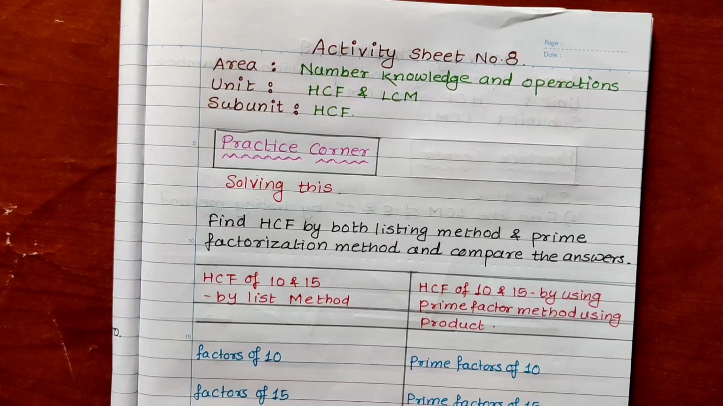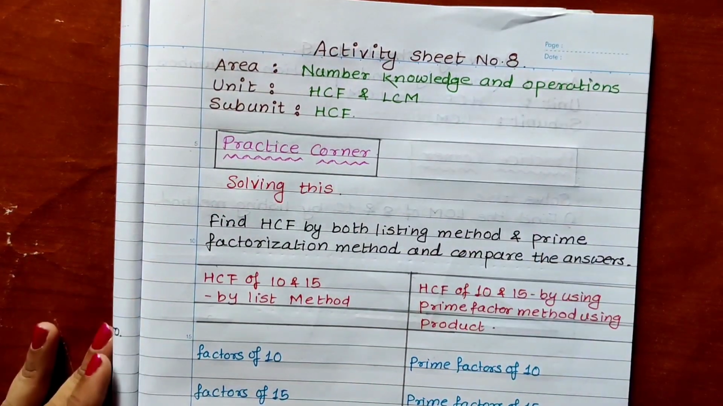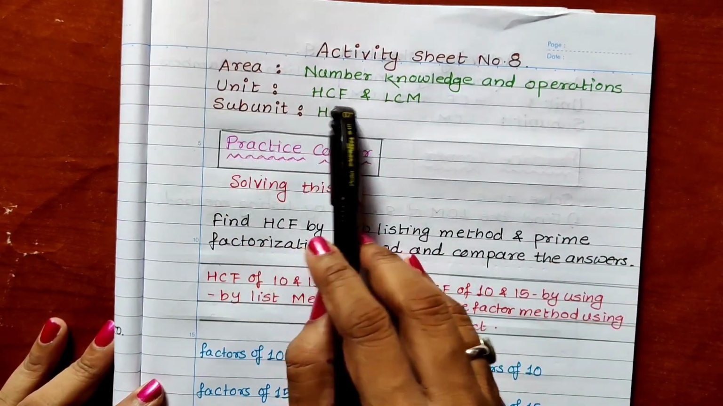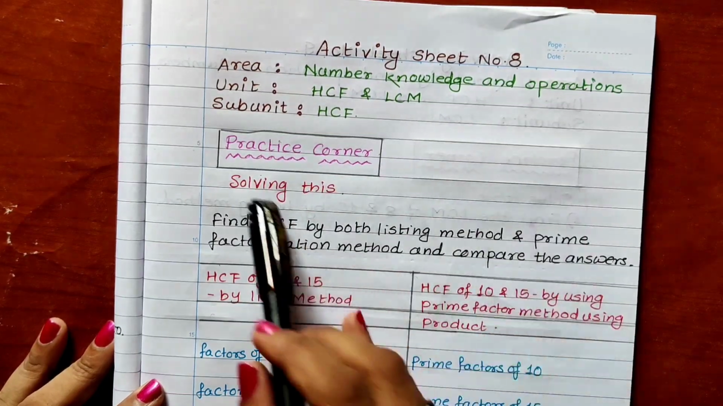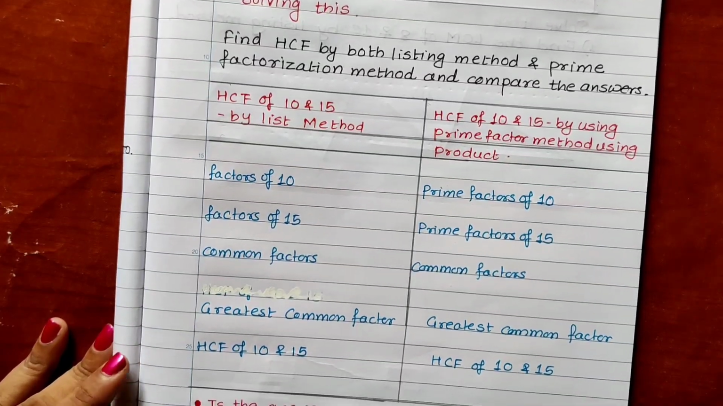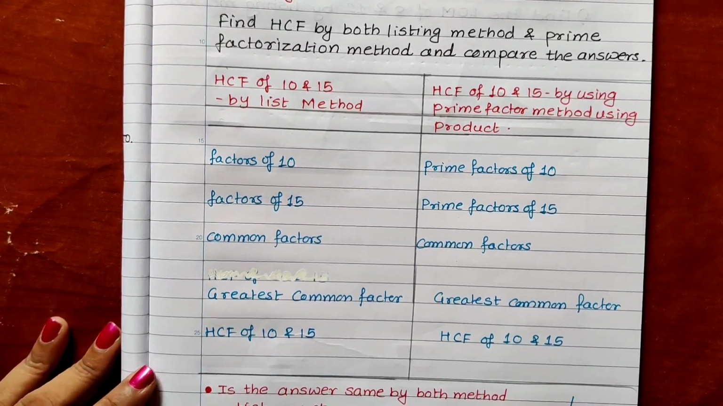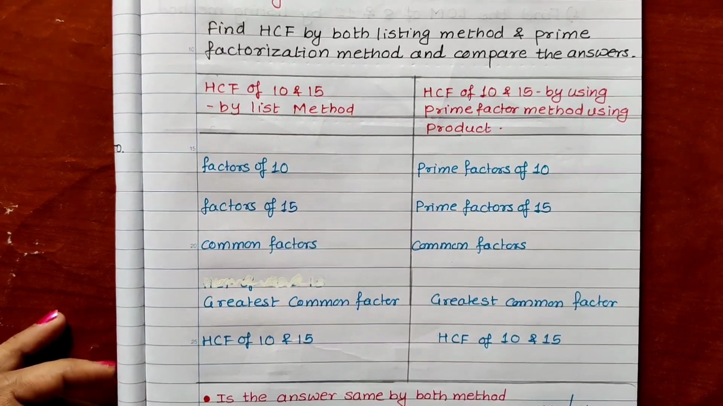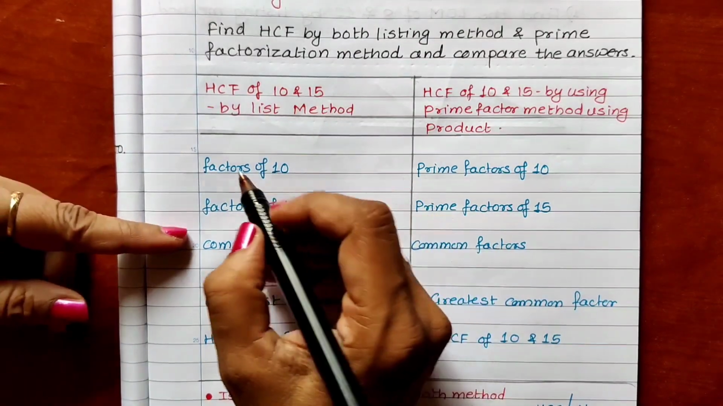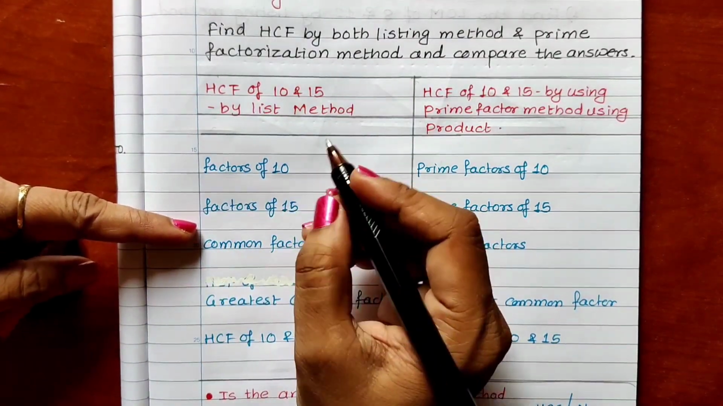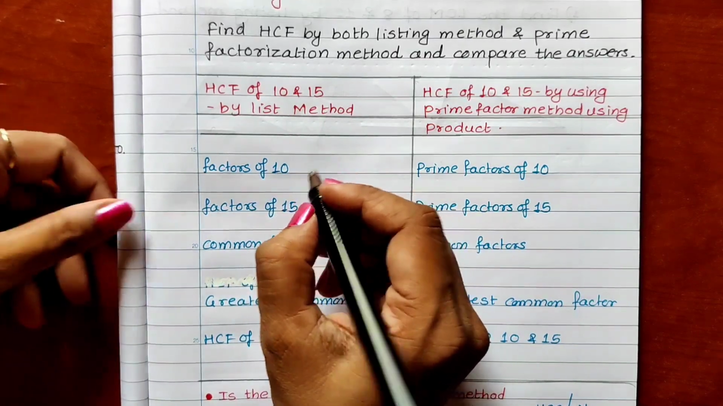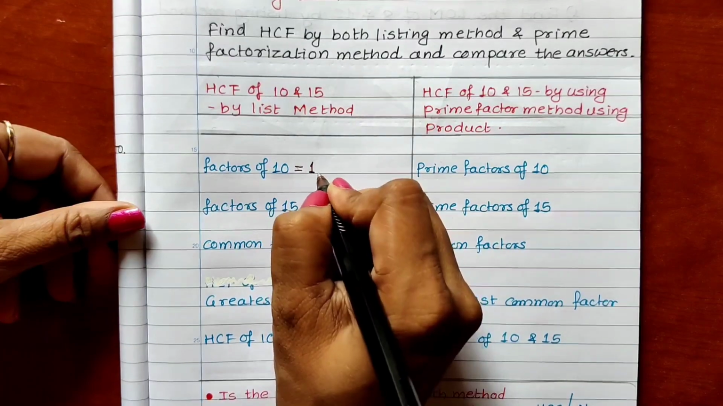So this is my activity sheet number 8. In my notebook I have written area is number knowledge and operations on them. Unit is SCF and LCM, subunit is SCF. We have to solve the practice corner. Find SCF by both listing method and prime factorization method and compare your answer. So first we have to find it by list method. Factors of 10. I told you factors means the numbers by which you can divide this 10 completely. So first factor is 1. Second factor is 2.